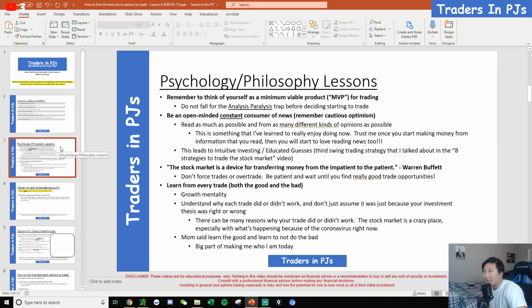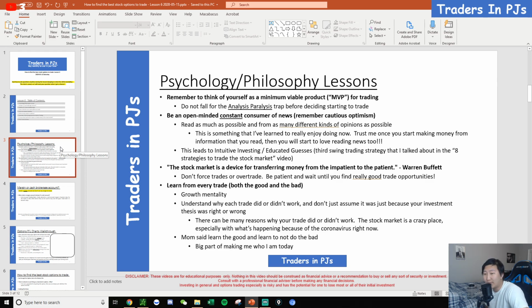But if you take it piece by piece and just learn it slowly, people always overestimate the amount of things they can learn in the short term and underestimate the amount of things they can learn in the long term. You have your whole life to learn this, right? There's no rush. The stock market isn't going to collapse, although some people thought it might this year just because of what the hell happened with the coronavirus. But it's not going to go anywhere. So take your time. The stock market will always be there. You'll always have opportunities to trade. So just take it piece by piece and don't fall for the analysis paralysis trap before deciding to start to trade.